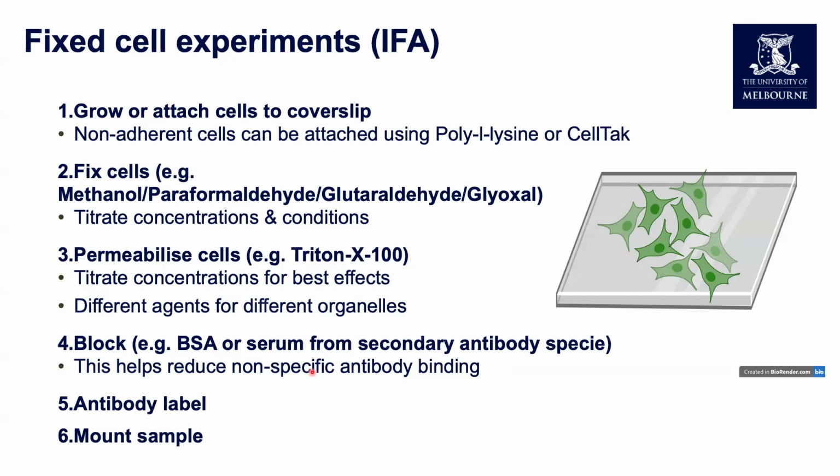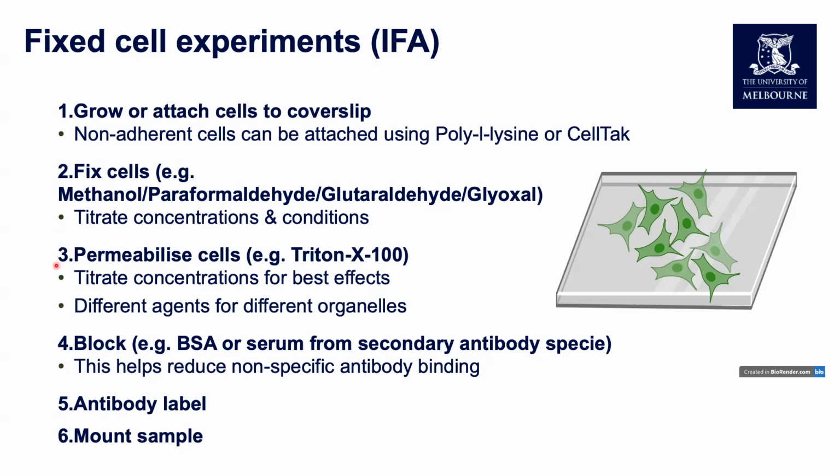The general outline of these experiments is to either grow or attach your cells to a cover slip. If your cells are non-adherent, then you can attach them using something like poly-L-lysine or a cell tack, which you treat on the cover slip surface to make the cells adhere. You would then come in and fix the cells. Again, as we mentioned, there are a number of different ways you can do that, and again, it's important to titrate those concentrations and conditions.